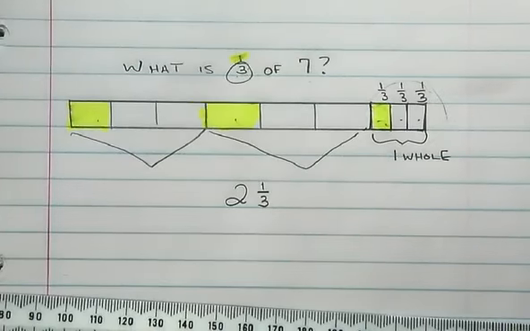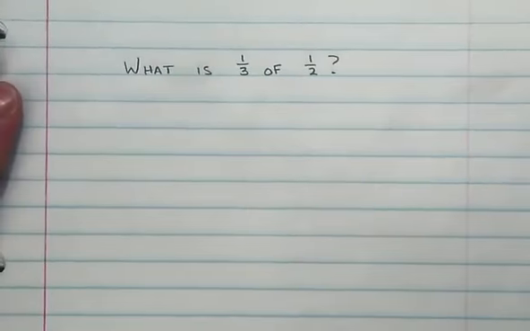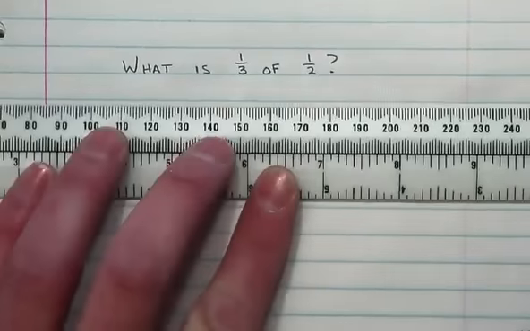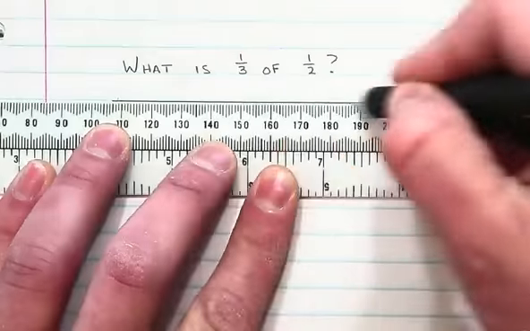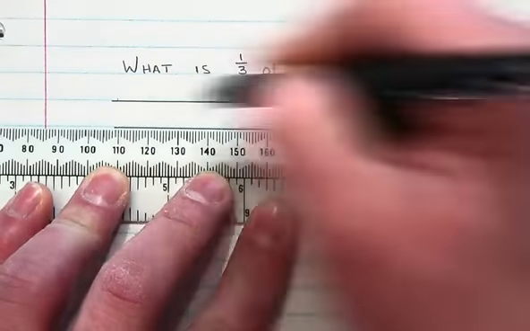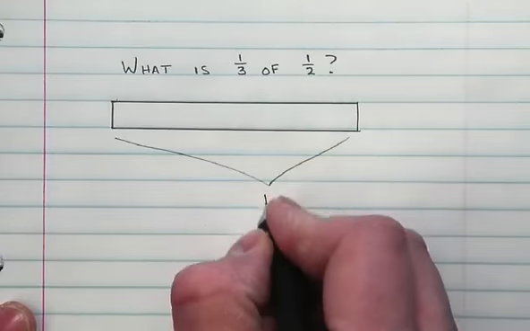Alright, one last example for you. What happens if we have something that looks like this? We want to find a third of a half. So we want to find a third of a fraction. Well, what I'm going to do is draw one piece of tape that represents 1 whole. So this by itself represents the number 1.